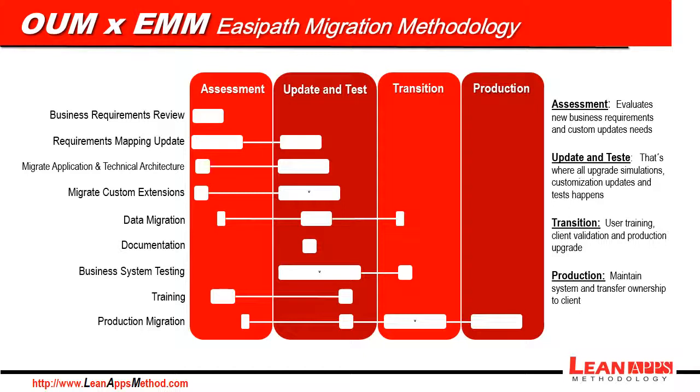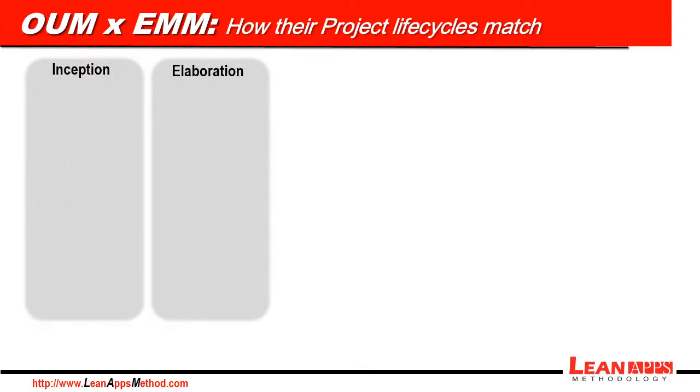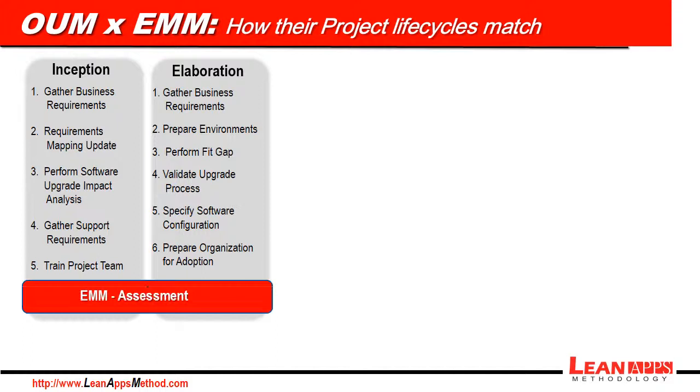Let's now understand how OUM fits with EMM. We have the first 2 phases in OUM. They're called inception and elaboration phase, where definition and analysis is performed. In those phases, we gather information, we understand and map requirements, perform impact analysis, prepare environments, and prepare the upgrade process, among other tasks. Those 2 phases are equivalent to the assessment phase at EMM, where we define objectives, architecture, and final solution.